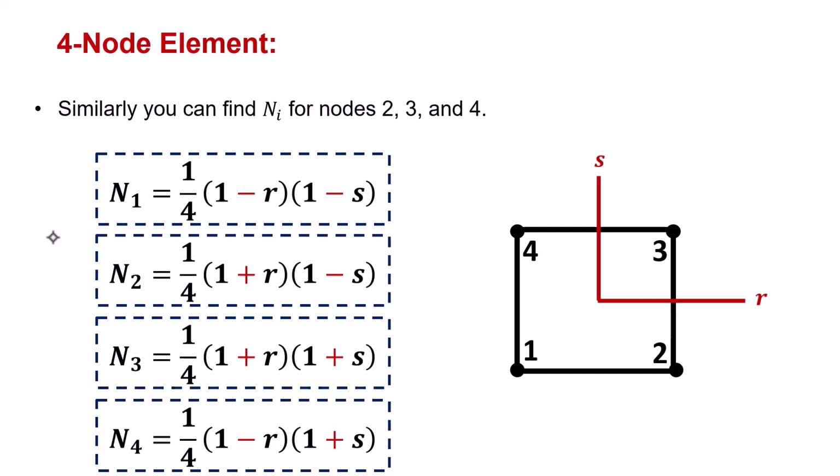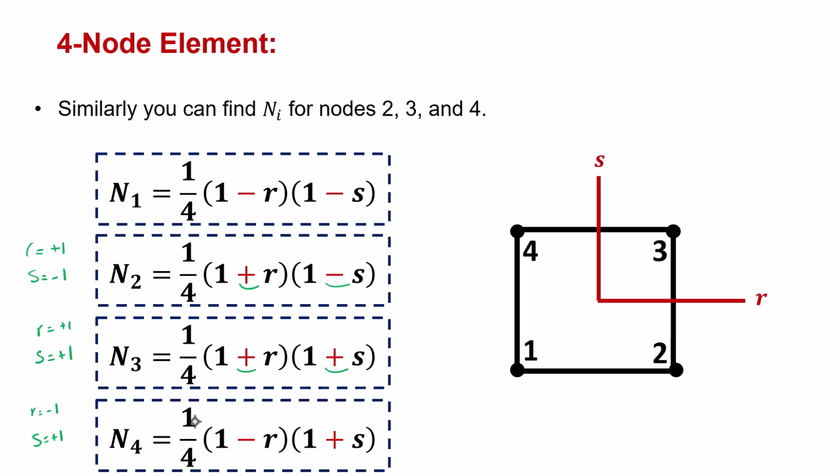Now that we have derived N1, we can follow the exact same process to find the shape functions for the other nodes. For node 2, r is plus 1 and s is minus 1. So the function comes out as 1 over 4 times (1 plus r) times (1 minus s). For node 3, r is plus 1 and s is also plus 1. So N3 would be 1 over 4 times (1 plus r) times (1 plus s). And for node 4, r is minus 1 and s is plus 1.